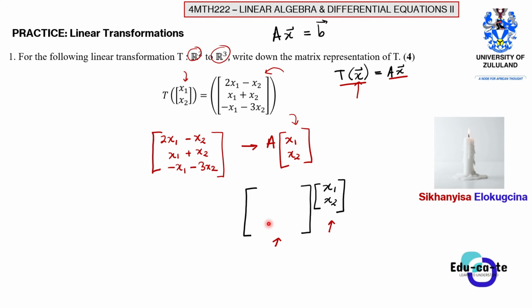We need to revisit your first year, because at first year level, I remember teaching that for you to have a product of two matrices that is defined, the number of columns of the first matrix must be equal to the number of rows of the second matrix.